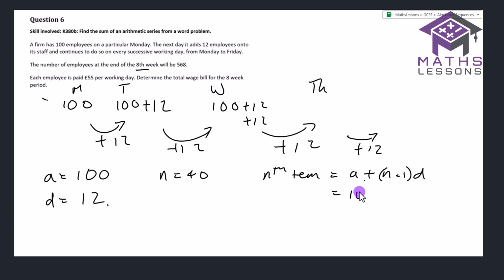Anyway, we've got 100 plus 39 times 12. If we work that out, 39 times 12 is 468. So you get 100 plus 468, which gives 568. That just goes to show that the number of employees at the end of the 8th week is 568. Each employee is paid £55 per working day. Determine the total wage bill for the 8-week period.